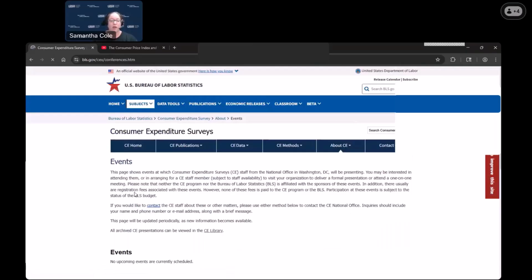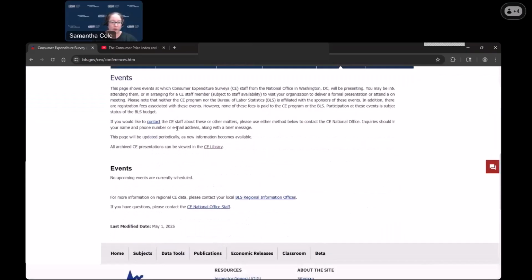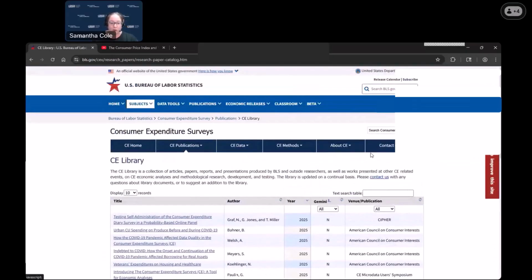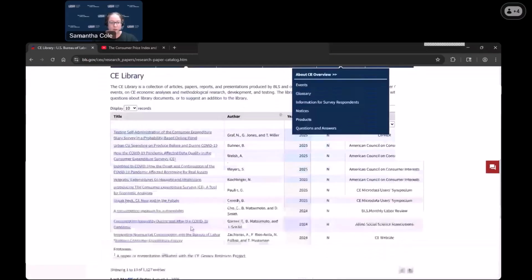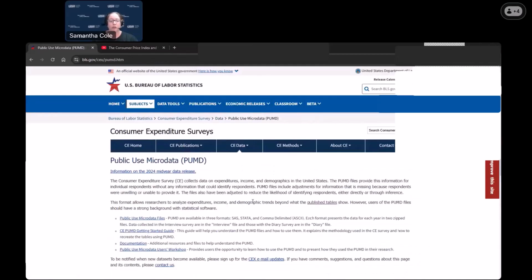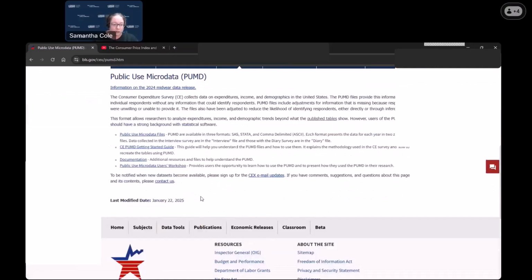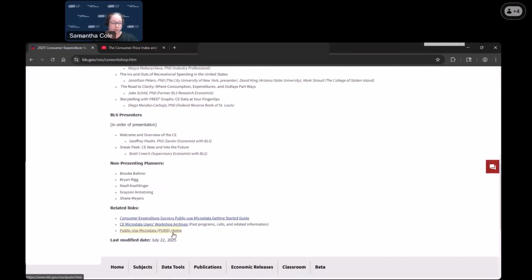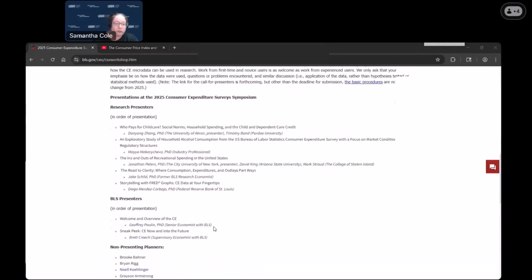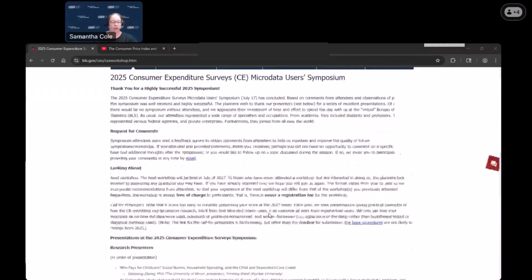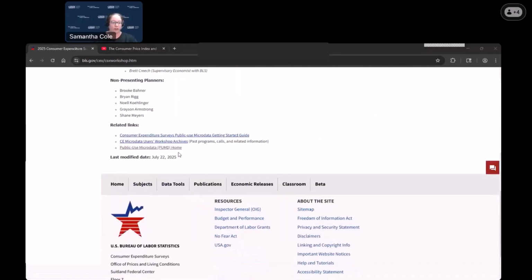And this is a great tab because it shows you, go to the CE library again this way, and it has lots of great talks that we've done before. And also going back here for another great use, public use microdata. Down here, you see public use microdata workshop. Down here, there are resources. Here's the workshop, and it has all these different presentations.